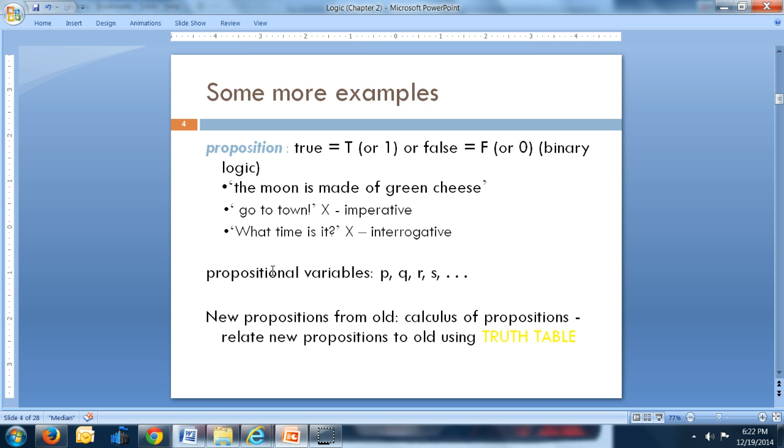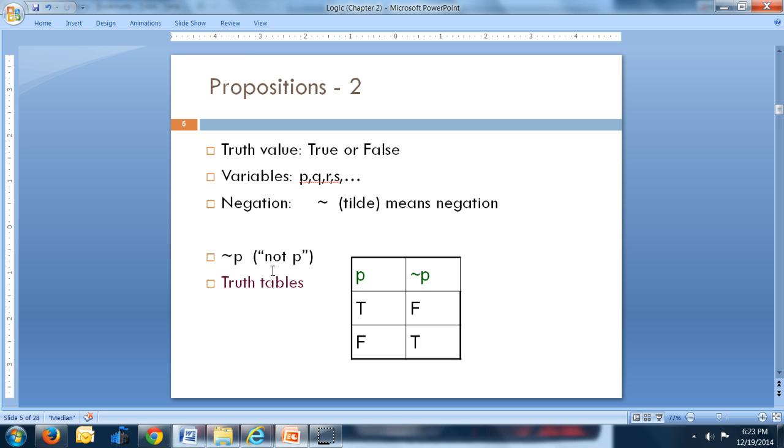Propositional variables, we use the little p, little q, little r, little s, little t. New propositions from old. The calculus of propositions relates new propositions to old using connectives. And we're going to use the truth tables. Now, a truth value is one value. A truth table is a table, as we can see in here.